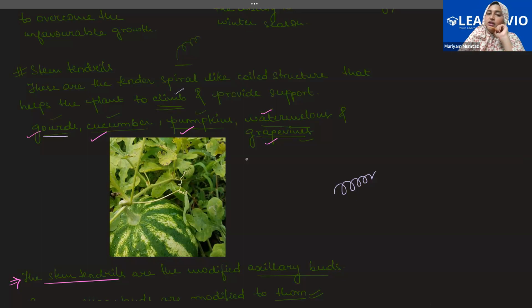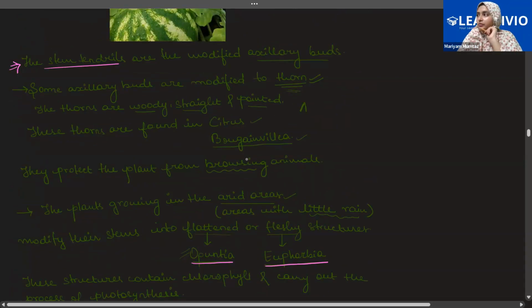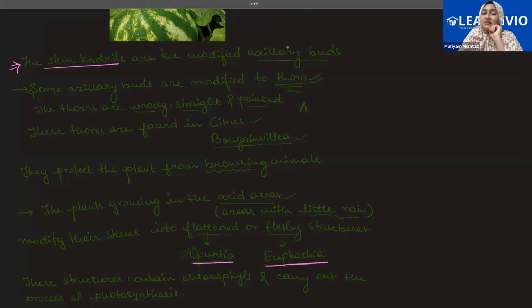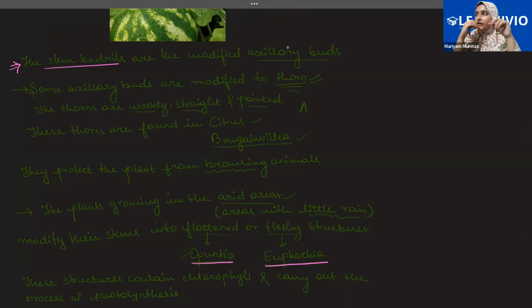Cucumber has tendrils. Pumpkins, watermelons, and grapevines. All of these plants that I mentioned have stem tendrils present in them. Then, talking about what kind of modification a stem tendril is: stem tendrils are modified axillary buds. You saw the axillary bud I showed you. So they get modified from the axillary bud.